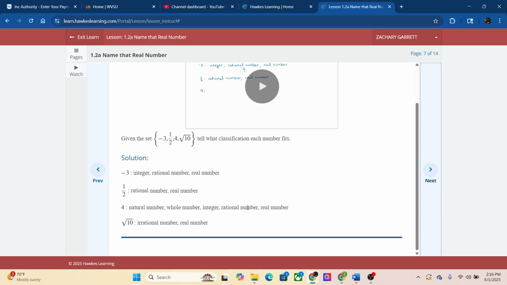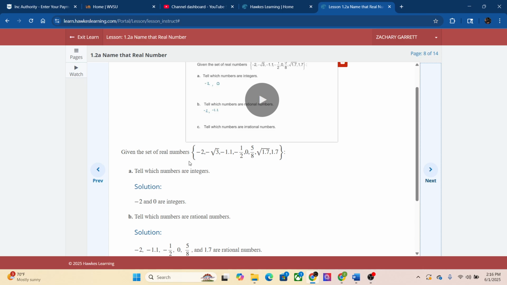Given the set -3, 1/2, 4, square root of 10, tell what classification each number fits. As we can see, the solution is: -3 is an integer, rational number, and real number. 1/2 is a rational number and real number. 4 is a natural number, whole number, integer, rational number, and real number. Square root of 10 is an irrational number and real number. All numbers are real numbers.